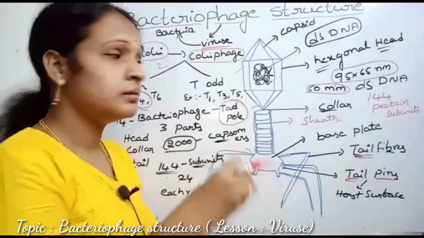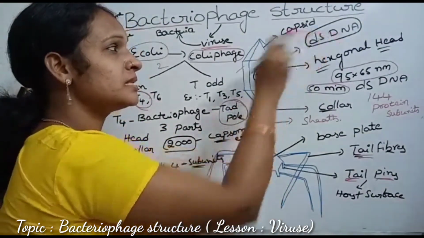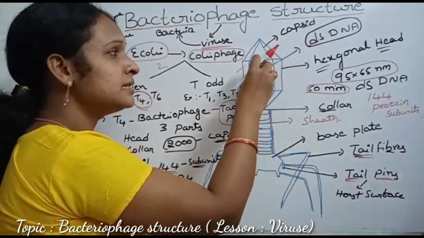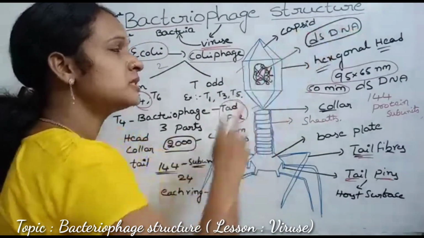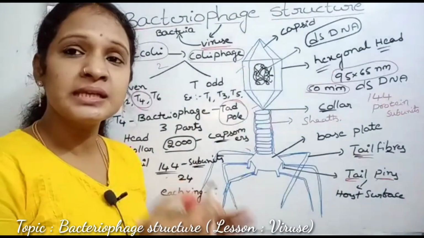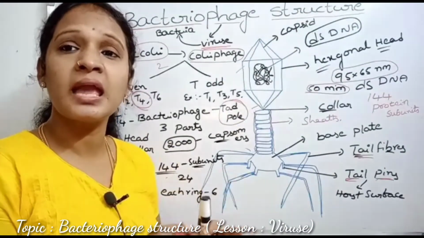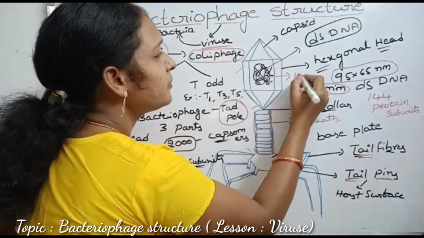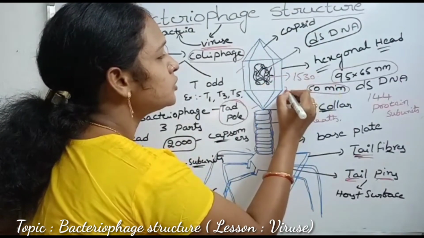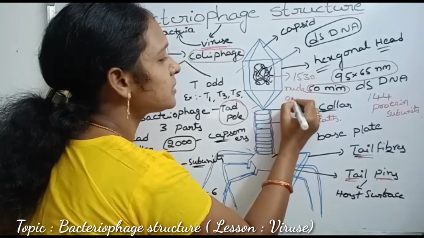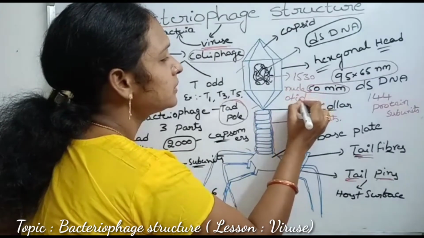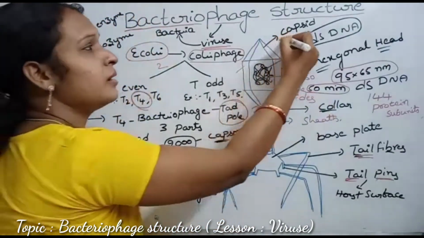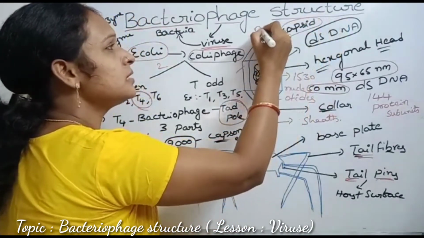Important: in T4 phages, the genome, the genetic material, is double-stranded DNA. Inside the head, it is tightly packed, appearing like a ball of yarn. This genome consists of 1530 nucleotides, and it is surrounded by a protein coat, the capsid.